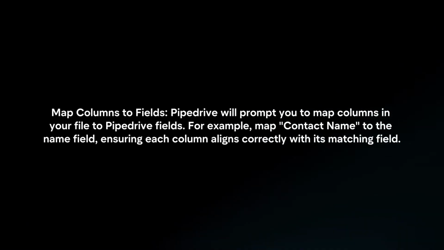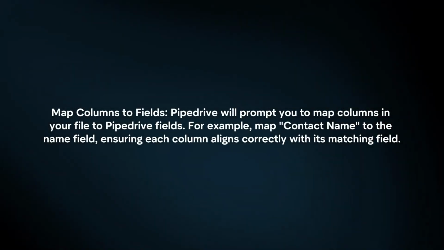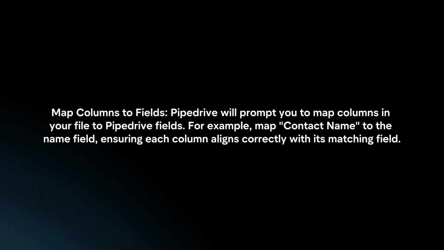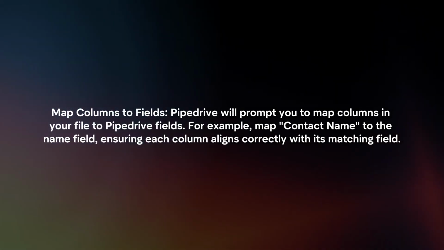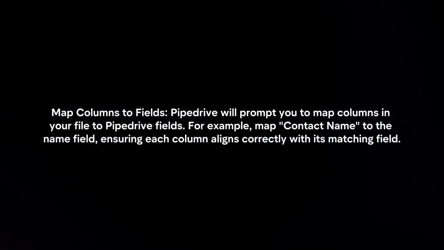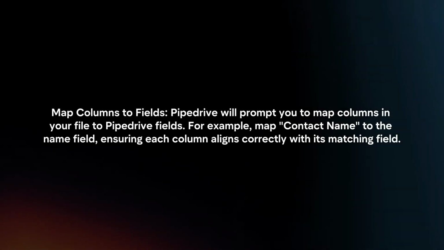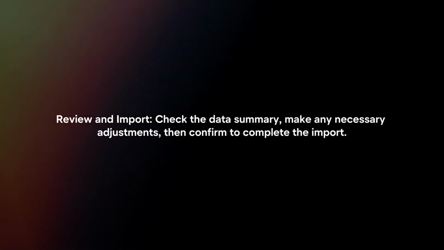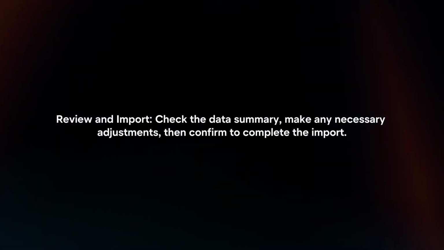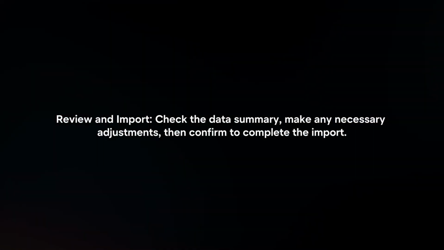Map columns to fields. Pipedrive will prompt you to map columns in your file to Pipedrive fields. For example, map contact name to the name field, ensuring each column aligns correctly with its matching field. Review and import. Check the data summary, make any necessary adjustments, then confirm to complete the import.